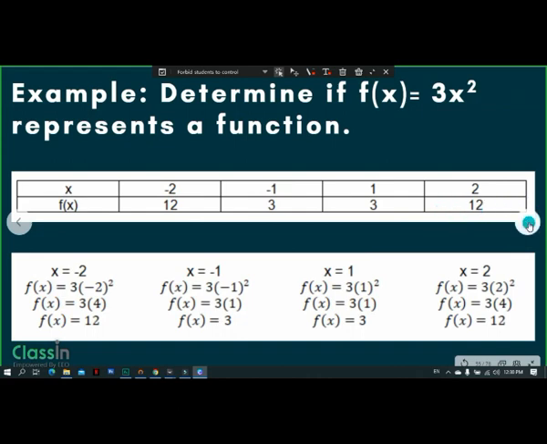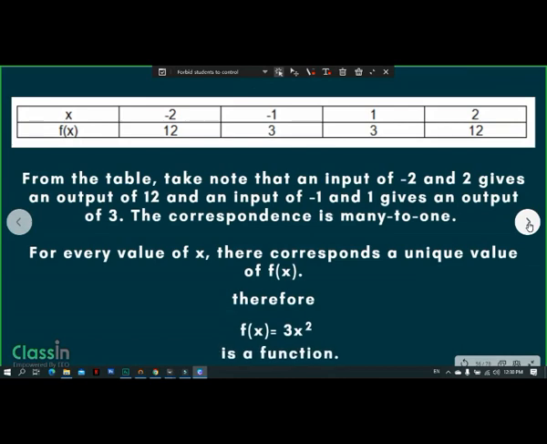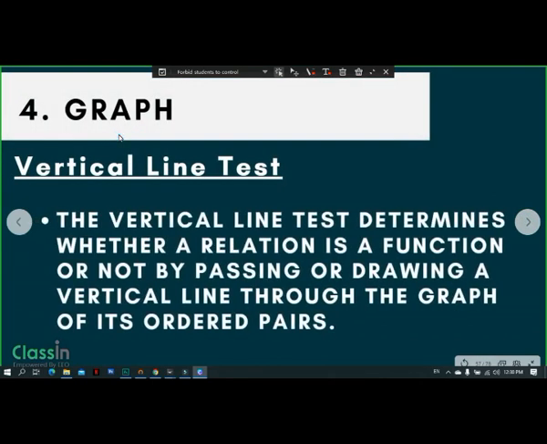Hindi muna po natin siya masyadong i-discuss kasi i-discuss pa natin siya sa next lesson. Okay? So, ayun nga, dahil wala namang naulit na x, dahil lahat ng x natin ay unique, this is a function. So, ang mga equation po ay function since yung mga x po na ina-assign din naman natin ay unique pa rin naman. Hindi tayo nag-uulit.